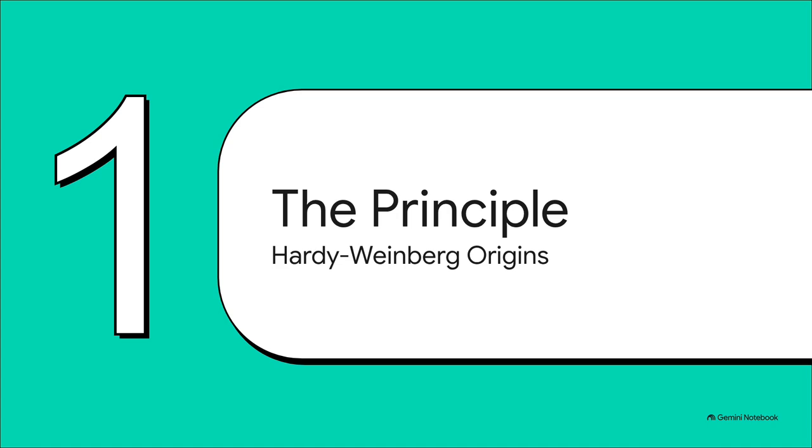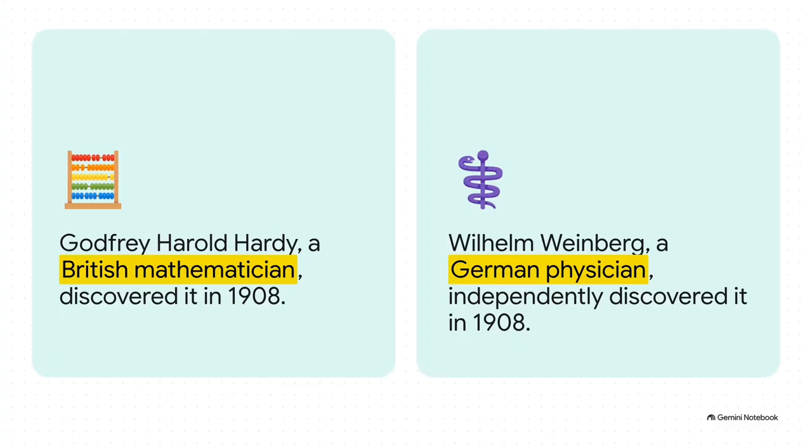Where did this foundational rule actually come from? To really appreciate the science here, you have to appreciate this absolute historical coincidence. Picture this. It's 1908. Godfrey Harold Hardy, a brilliant British mathematician, and Wilhelm Weinberg, a German physician, are working in completely different fields in different countries. Yet, they independently discover the exact same biological law. Seriously, a mathematician looking at numbers and a physician looking at inheritance arrived at the exact same conclusion about how genetic frequencies behave over time.